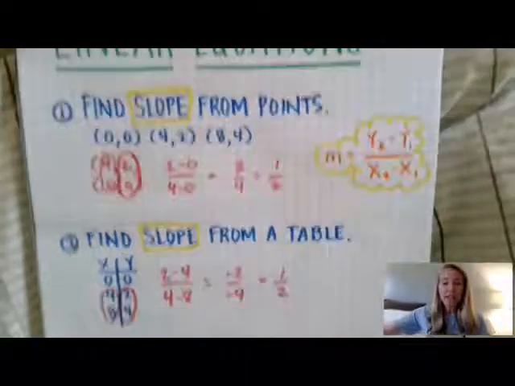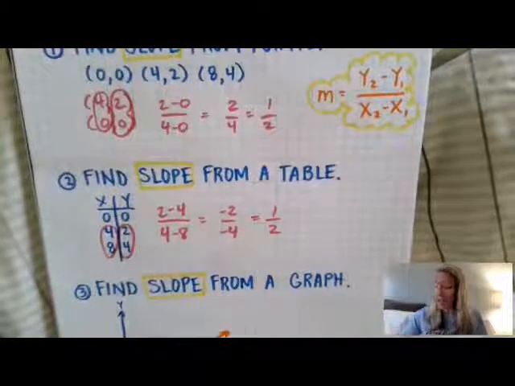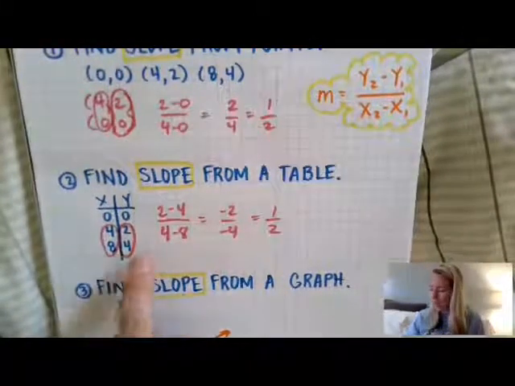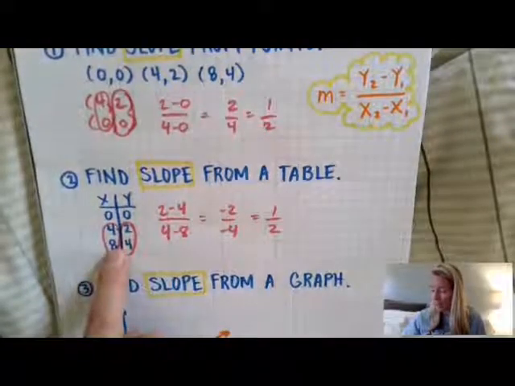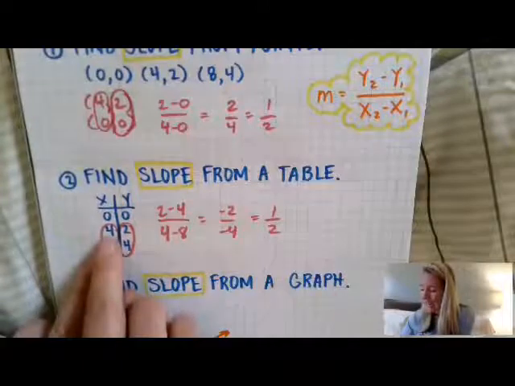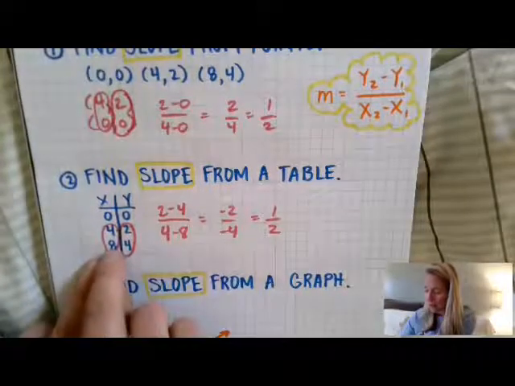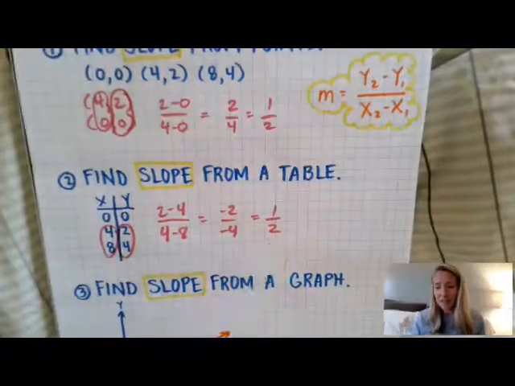If I keep going, I could do it in the table too, right? It's just a different format to give me my information in. So I could pick these two points, (4, 2) and (8, 4). So I'll say, 2 minus 4 over 4 minus 8. I can't do 2 minus 4 and 8 minus 4. I have to do 2 minus 4 and then 4 minus 8. When I do that, I get negative 2 over negative 4, but again, it simplifies to be 1/2.